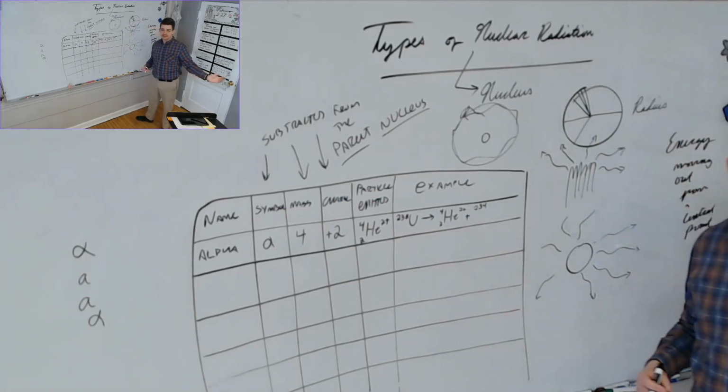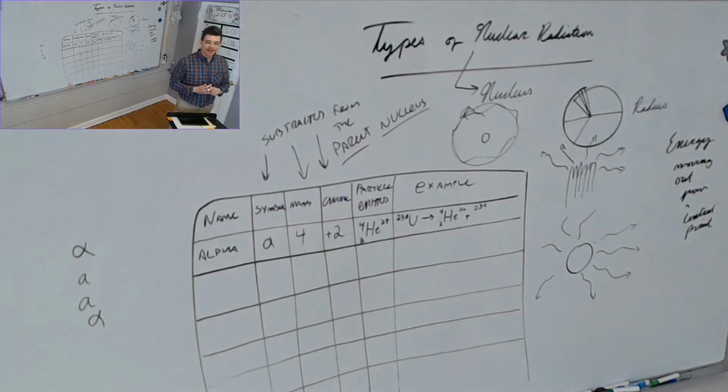He's a wizard. No, how did he know that? He must have looked in the book. It's on the back of the periodic table. Look, he didn't have to look in the book. It's up here. Uranium is atomic number 92. That's what makes it uranium.